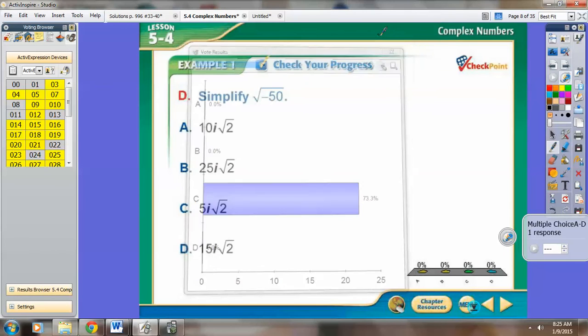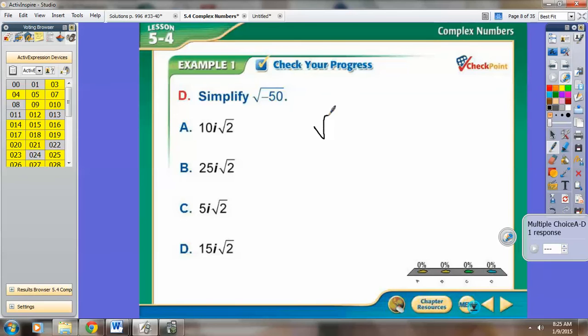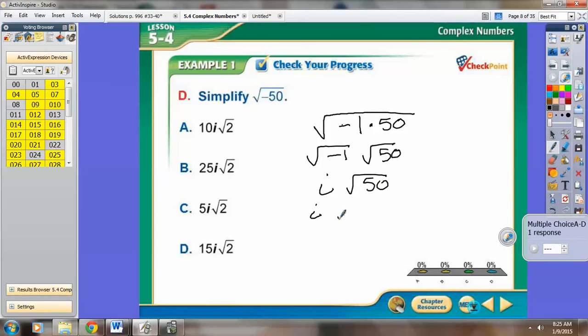Everyone got the correct answer. Excellent, guys. Square root of negative 50. That's really negative 1 times 50. i, square root of 50. Break apart 50. 5i square root of 2.